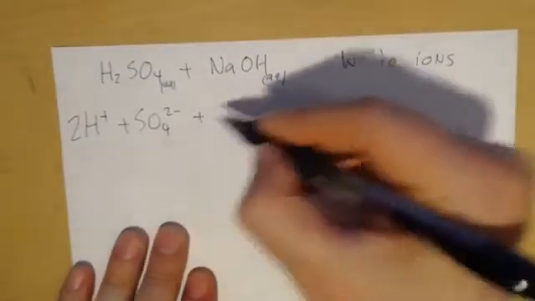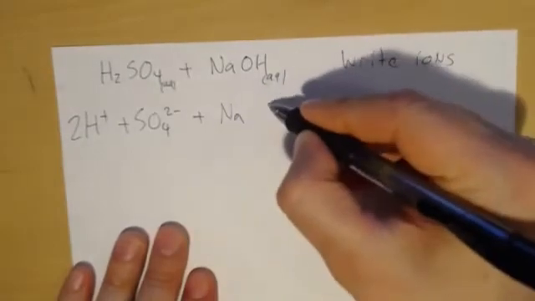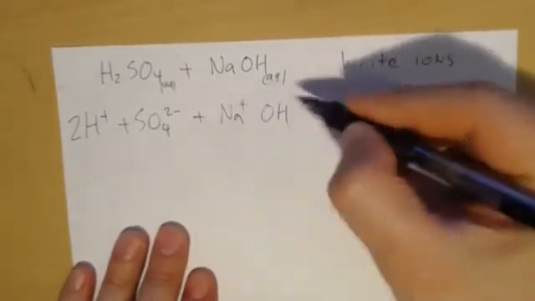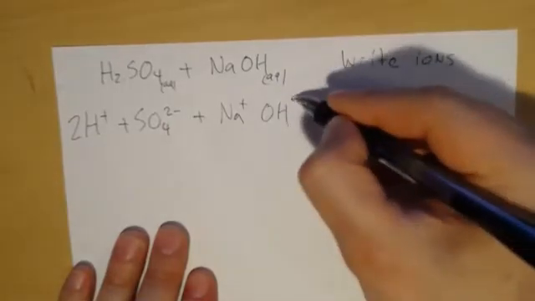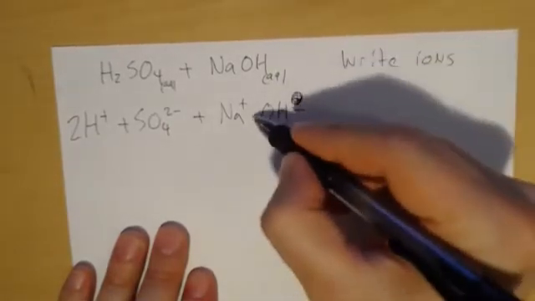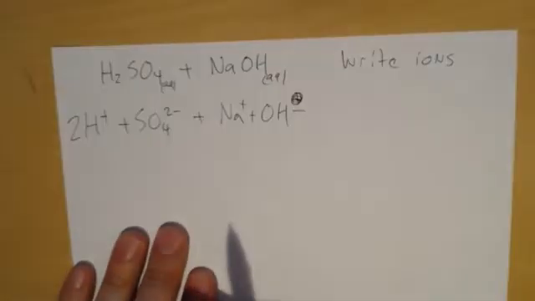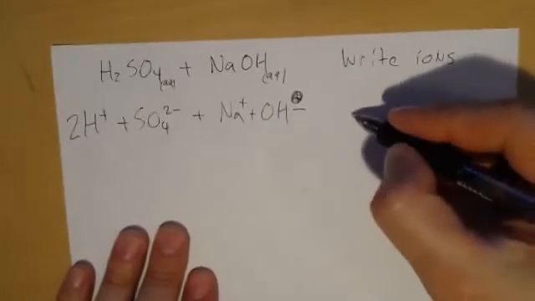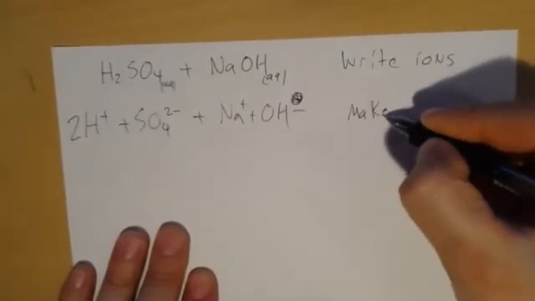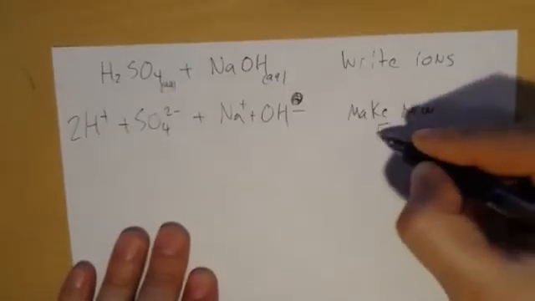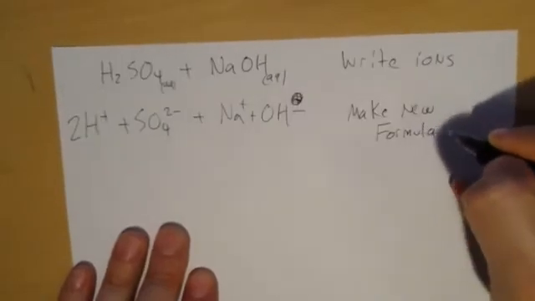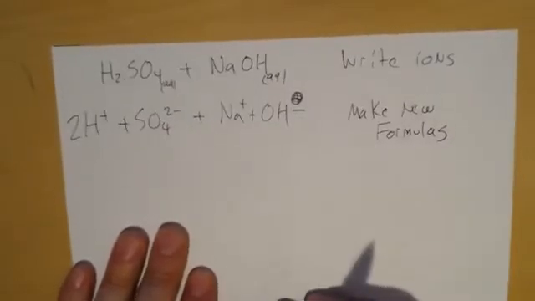Sodium hydroxide is going to break apart into metal ion and hydroxide. And that just happens to be plus, whoops, hydroxide's a minus. Okay, all right, so that's the first step. The second step is make new formulas, right? So who's going to go with who?